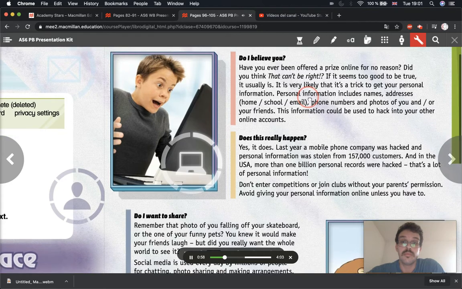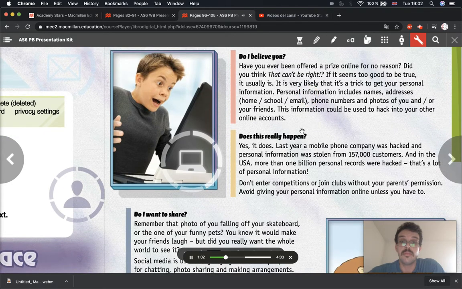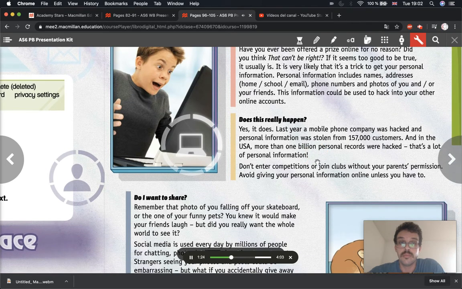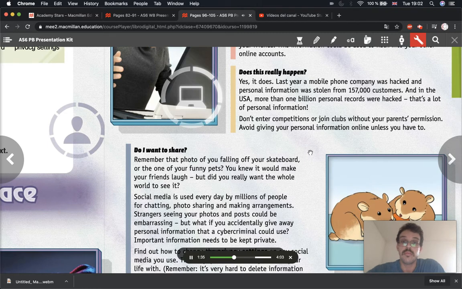Do I believe you? Have you ever been offered a prize online for no reason? Did you think, that can't be right? If it seems too good to be true, it usually is. It is very likely that it's a trick to get your personal information. Personal information includes names, addresses, home, school, email, phone numbers, and photos of you and all your friends. This information could be used to hack into your other online accounts. Does this really happen? Yes, it does. Last year, a mobile phone company was hacked, and personal information was stolen from 157,000 customers. And in the USA, more than 1 billion personal records were hacked. That's a lot of personal information.